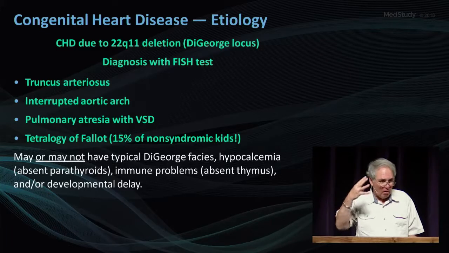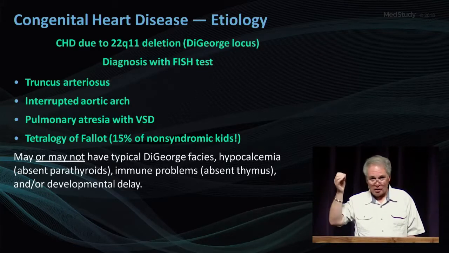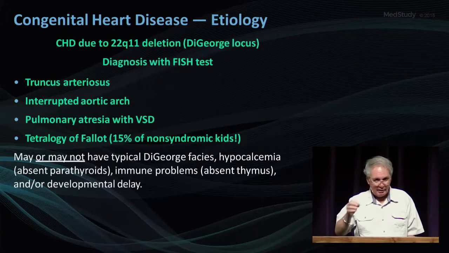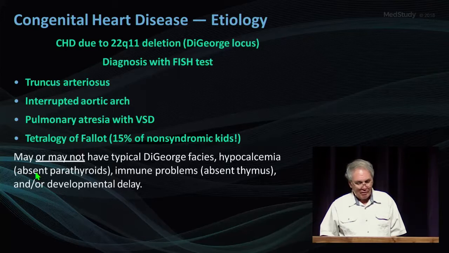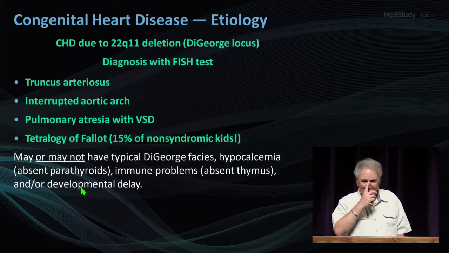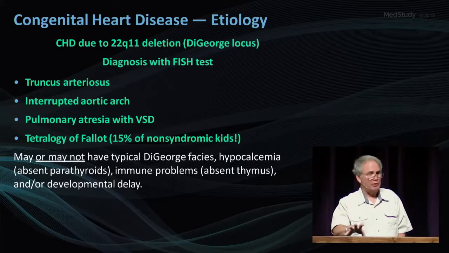So these are the 4 heart defects that I want you to try to keep in the back of your mind, in which case you would order a FISH test looking for a deletion on chromosome 22 in the DiGeorge region, okay? Now keep in mind, many will not have a typical DiGeorge facies, hypocalcemia because of the absent parathyroids. They will not have immune problems, absent thymus, and/or developmental delay. Some will, but many will not. They'll just have that deletion on chromosome 22. This is an important slide.